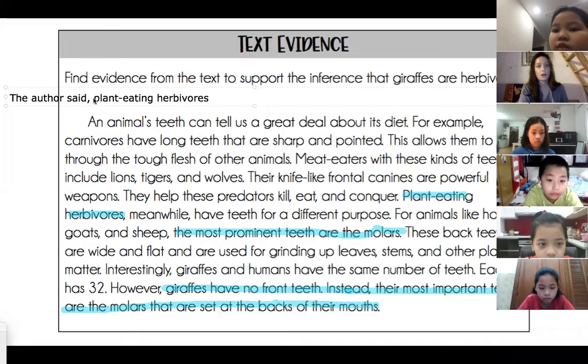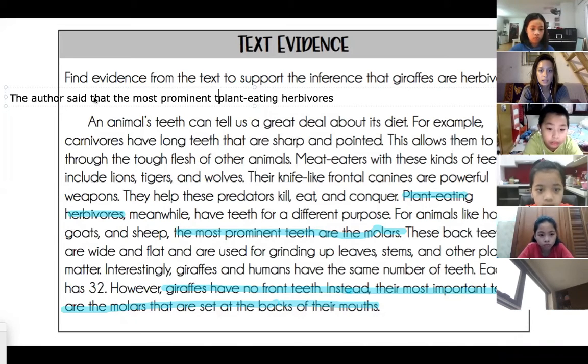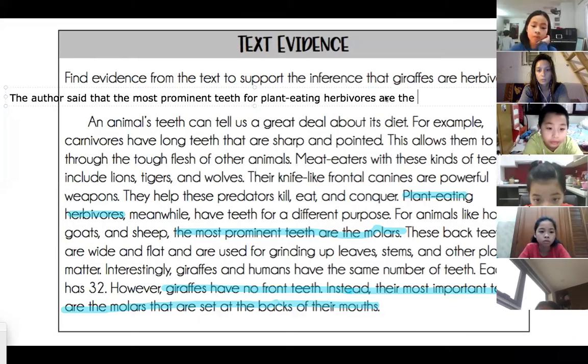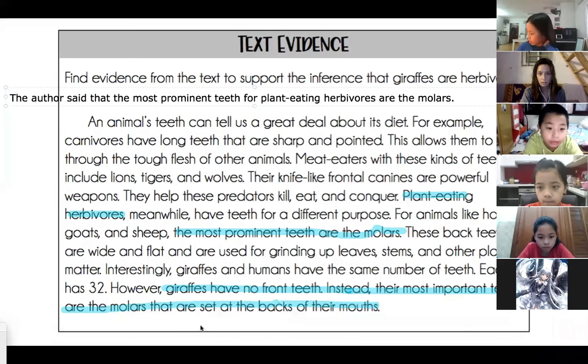So we can say, the author said that the most prominent teeth for plant-eating herbivores are the what? The molars. Are the molars. Okay, so that's our first part. Okay, and then what about our giraffes part? How can we add the part about giraffes?